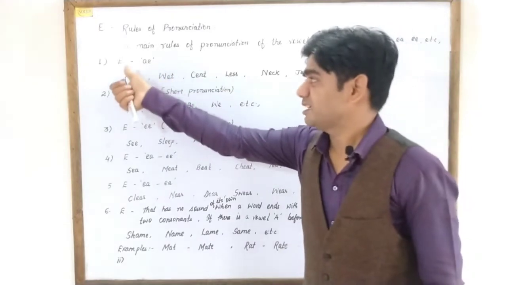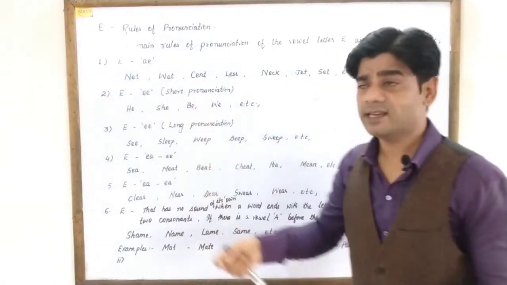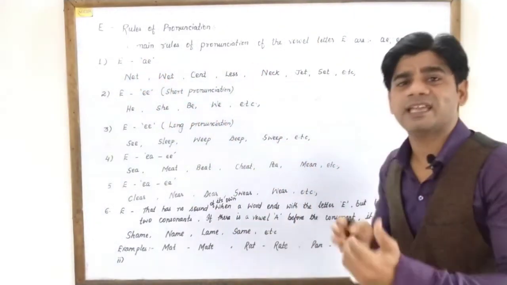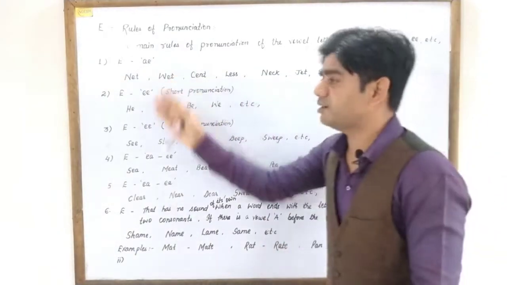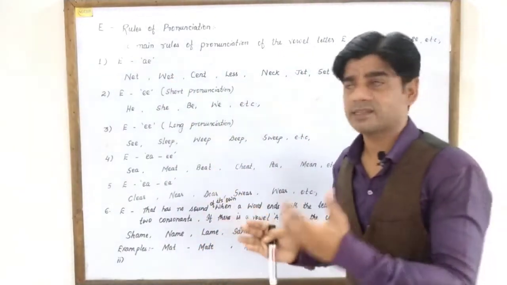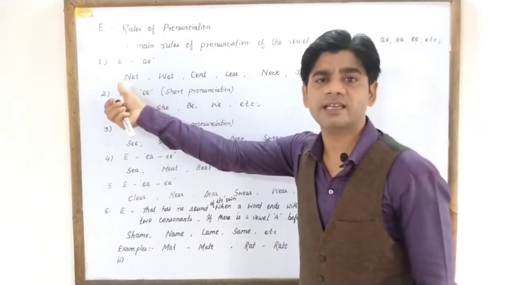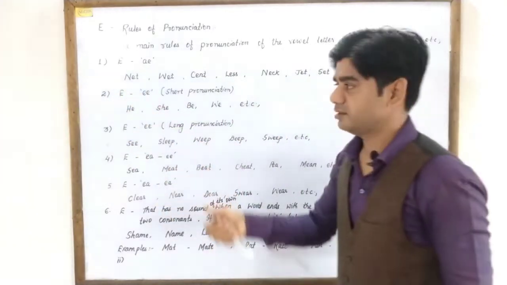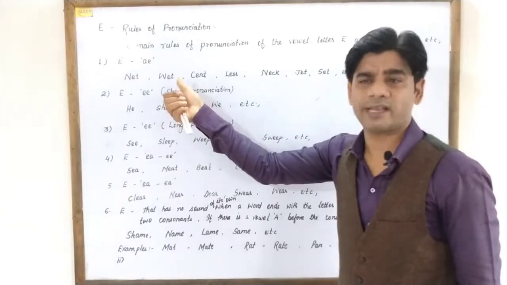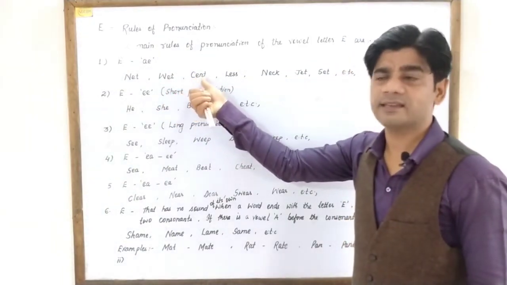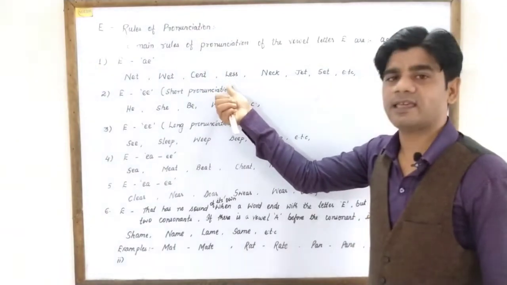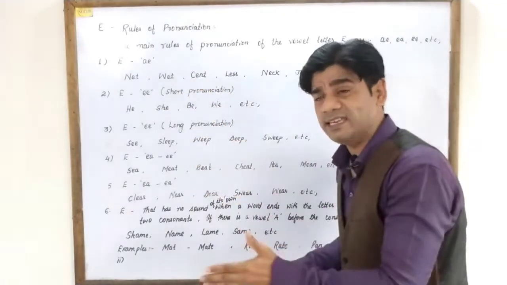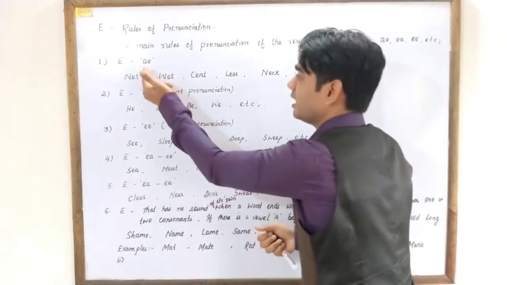Now the first one, the letter E produces the A sound. These are some words that contain letter E and it produces the E sound. For example, N-E-T, net. W-E-T, wet. S-C-E-N-T, scent. L-E-S-S, less. So these are the words that contain letter E and it's producing the A sound.